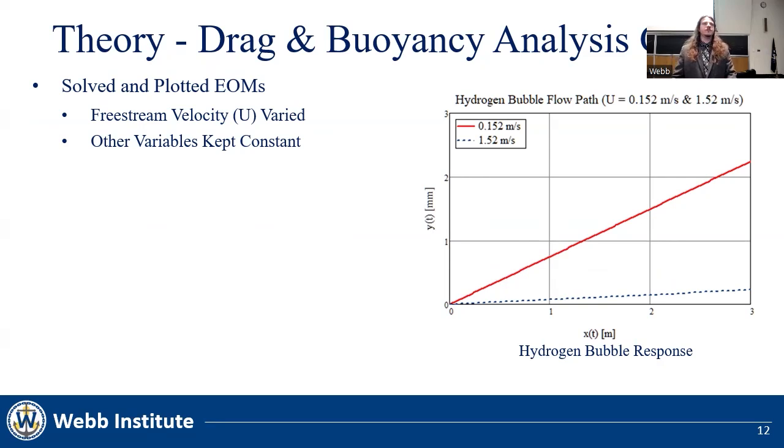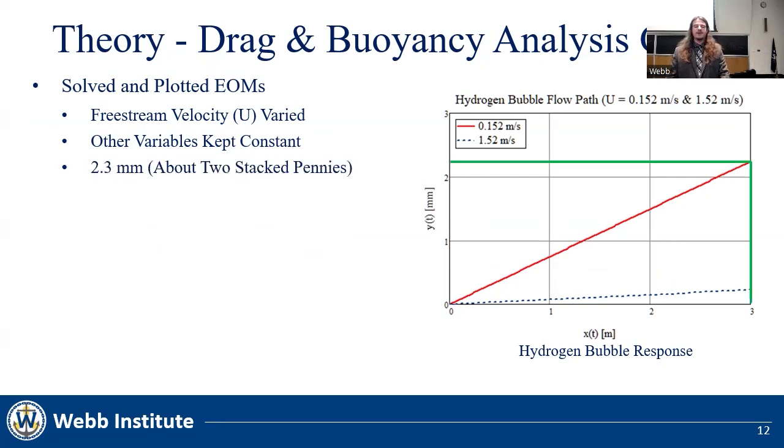It shows the vertical displacement of the bubble in millimeters on the y-axis and the longitudinal displacement of the bubble in meters on the x-axis. At a 3-meter length down the flow channel, which represents the length of the plexiglass test section, the vertical displacement of the bubble was expected to be 2.3 millimeters, or about the thickness of 2 pennies stacked on top of each other. Therefore, the bubbles are not expected to rise appreciably over the test section in the flow channel.